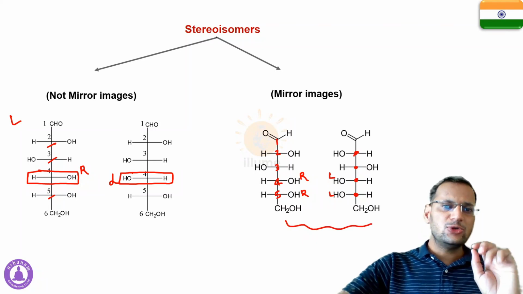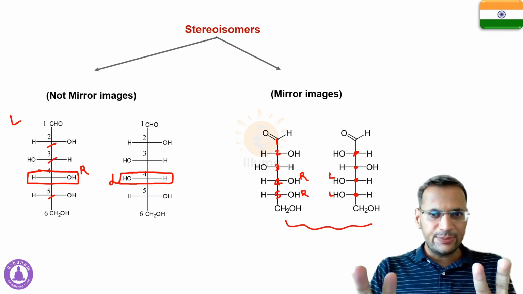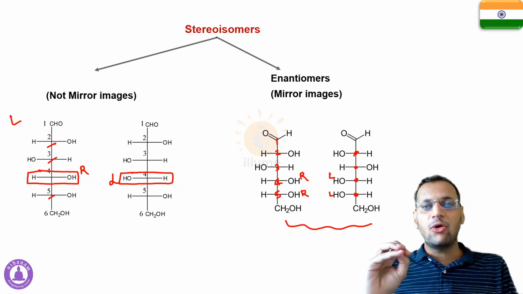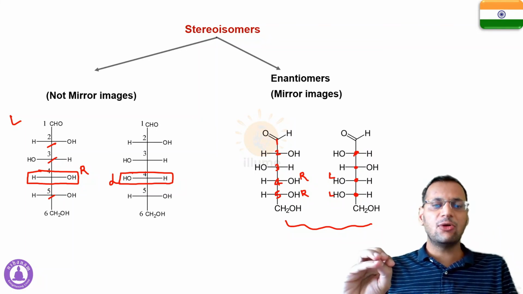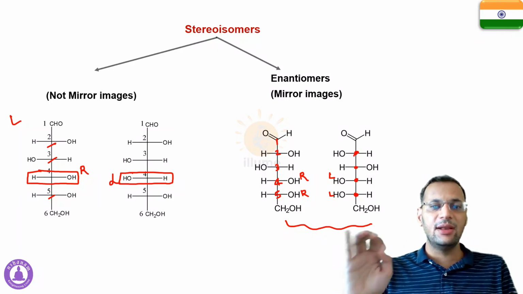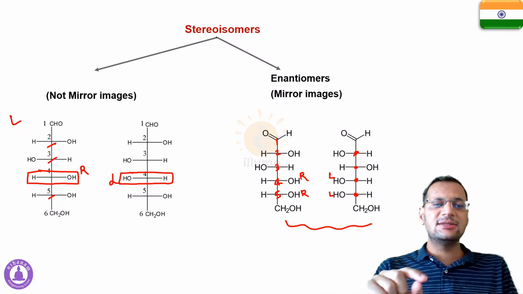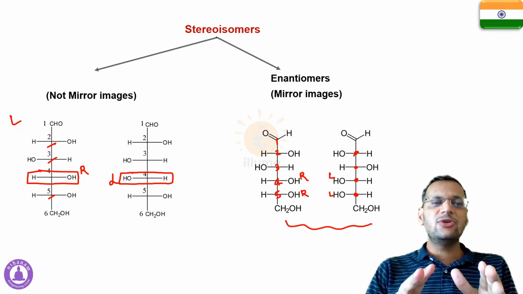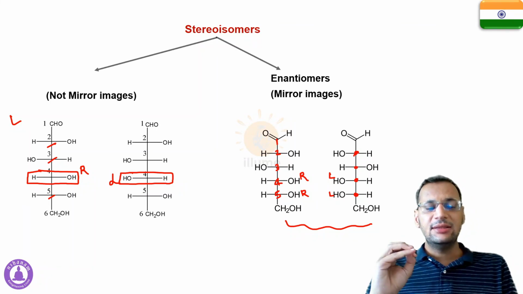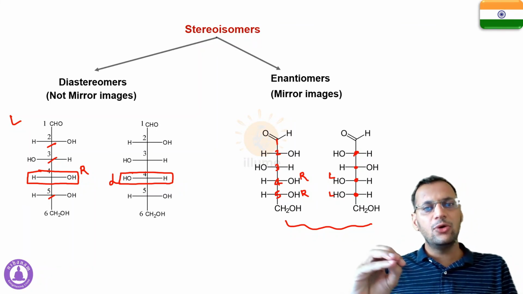So stereoisomers are basically of two types. If the compounds exhibit mirror images, then these are called enantiomers. Remember, enantiomers will always exhibit mirror images, and in case they are not mirror images of each other and the difference lies only on a single carbon, then they are called diastereomers.